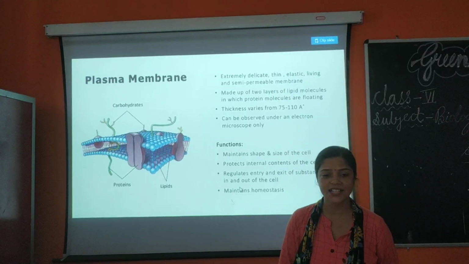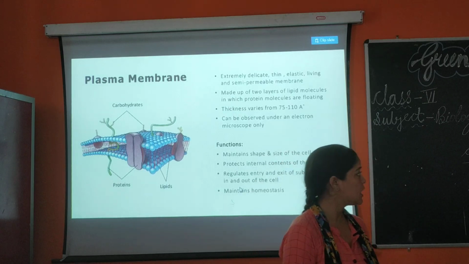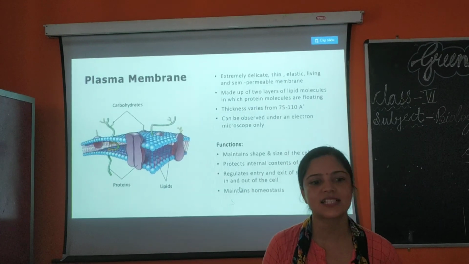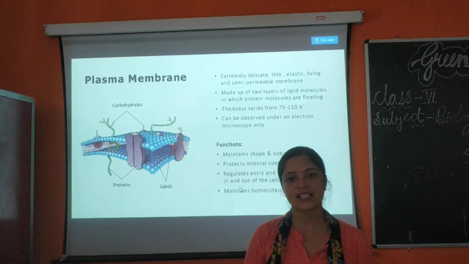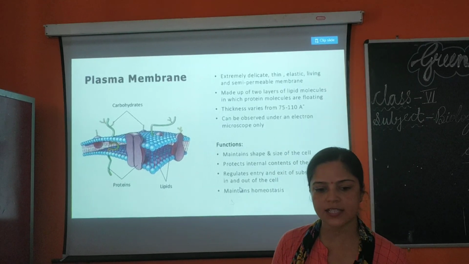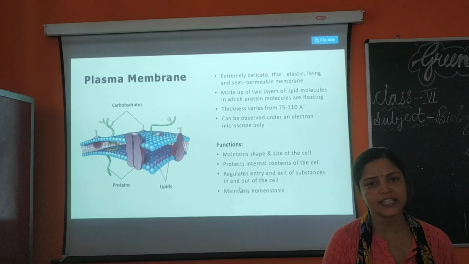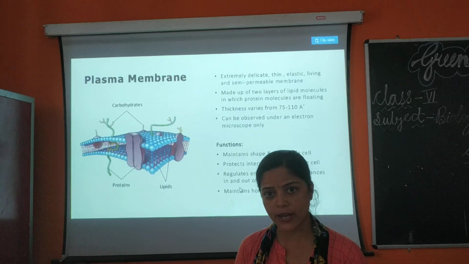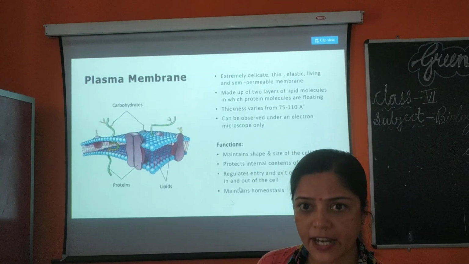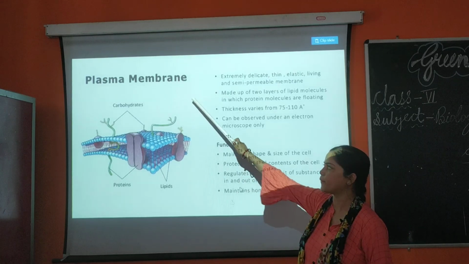In our last class, as I told you, we studied the topic structure of a cell. There are three main parts in a typical cell: plasma membrane, also called cell membrane, cytoplasm and nucleus. Today we'll start with plasma membrane.